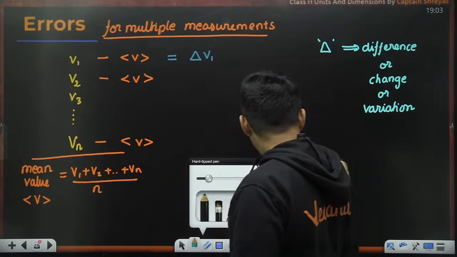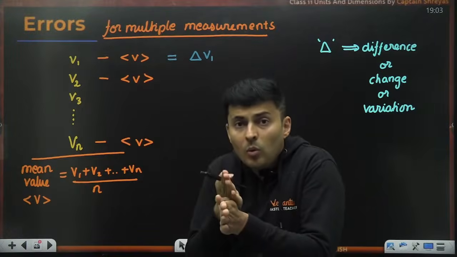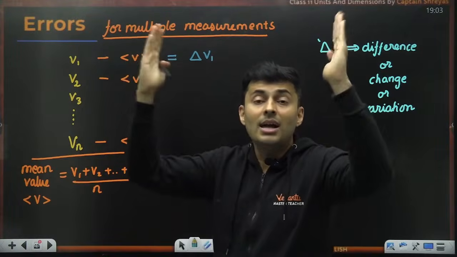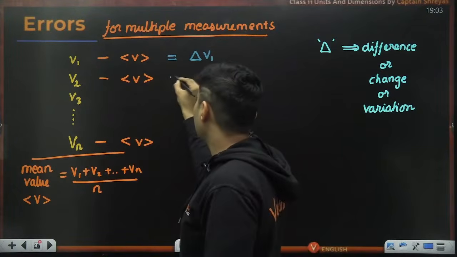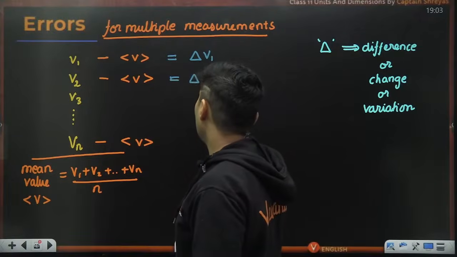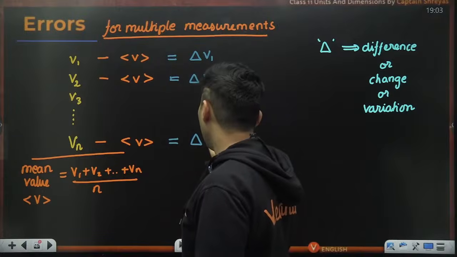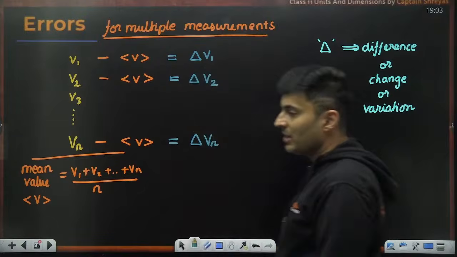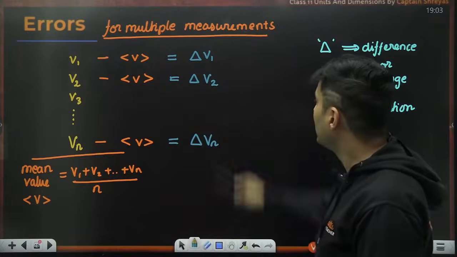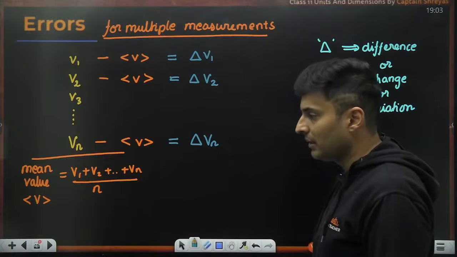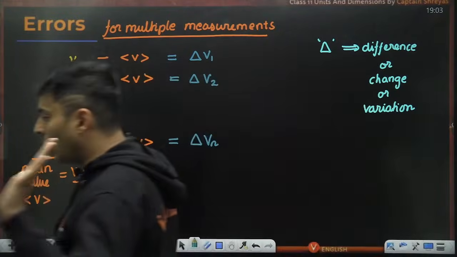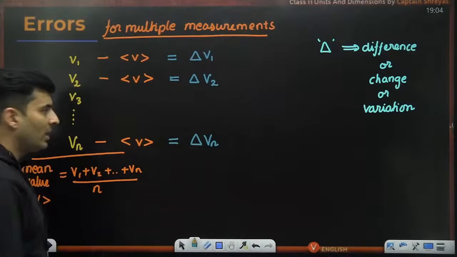So for every single measurement, how much are you differing from the average value? This minus this will be delta V2, and so on. This will be delta Vn. Do that for all the readings, one by one.